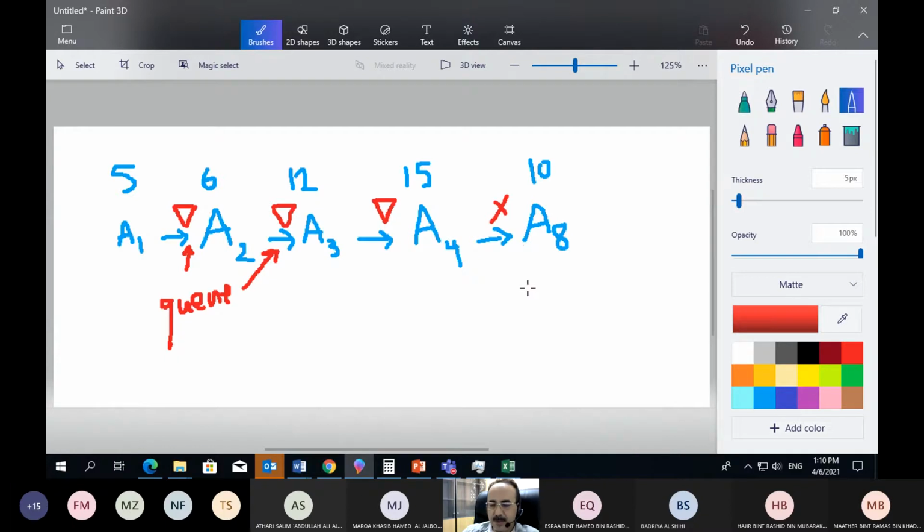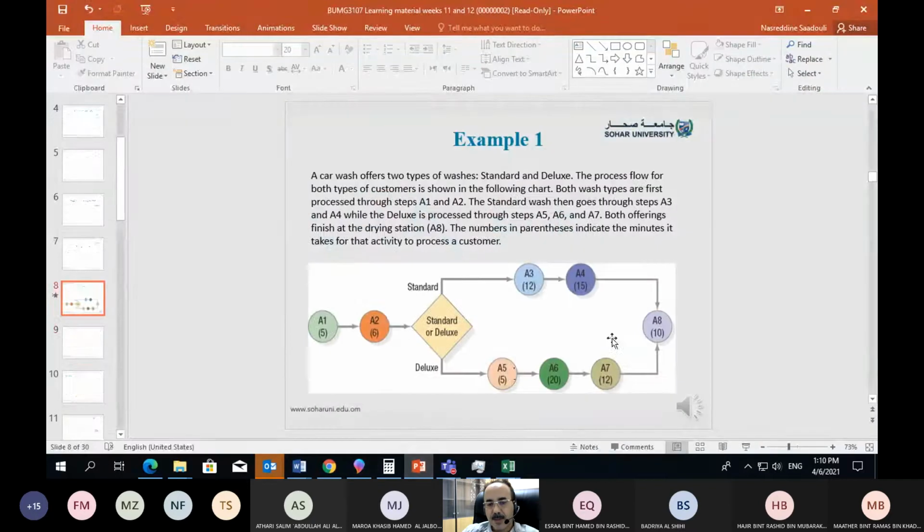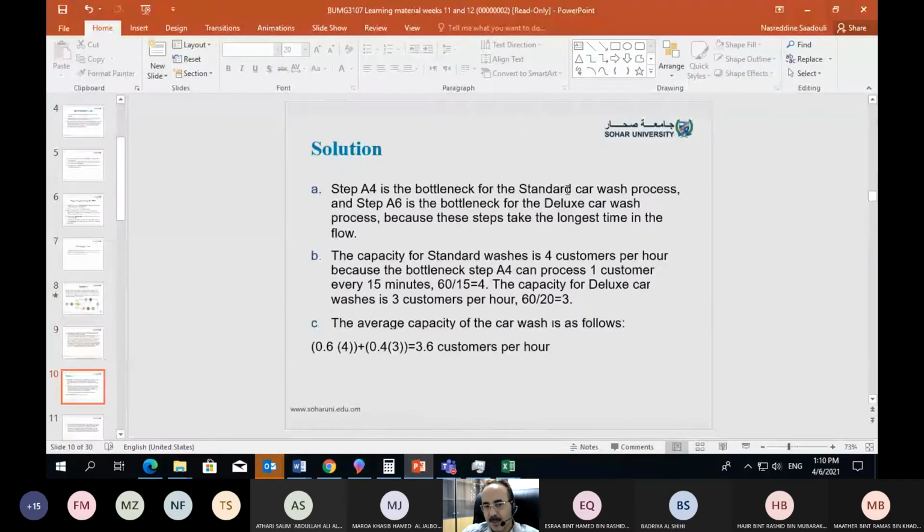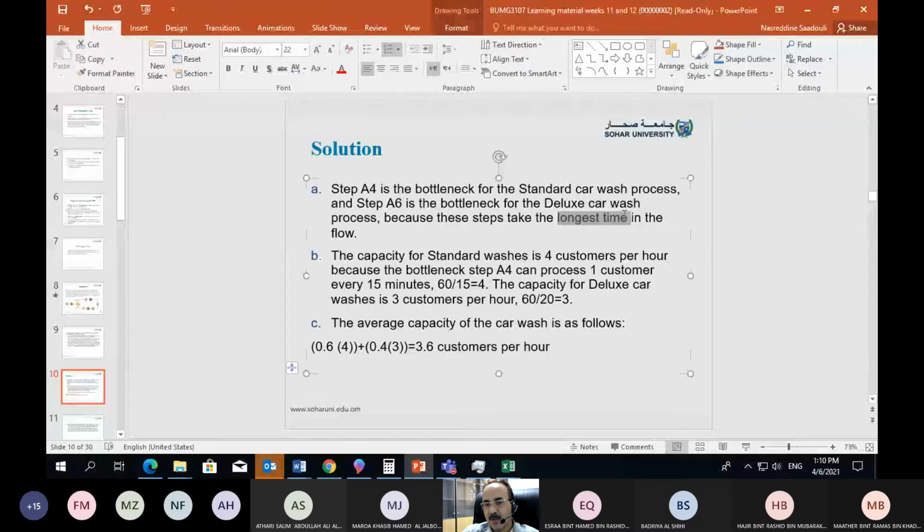So the way to think about it is simply the following. If the time of the station before it is less, then there will be a queue, because it means it's operating faster. And that's what it says here in the answers. Okay, so A4 is the bottleneck because it has the longest time in the flow, in the process. The capacities are based on the bottleneck.